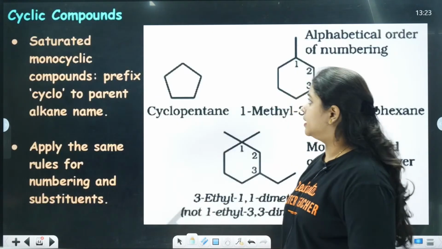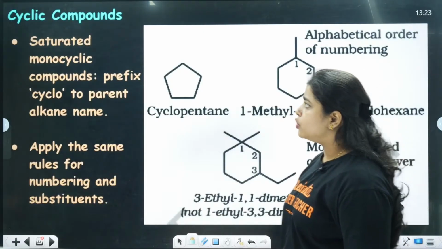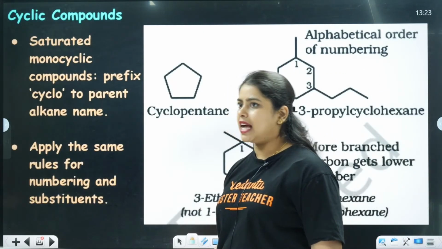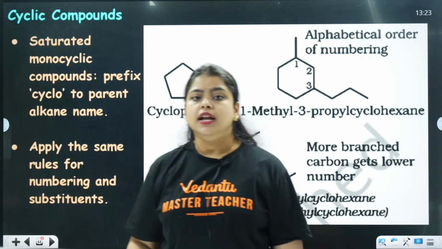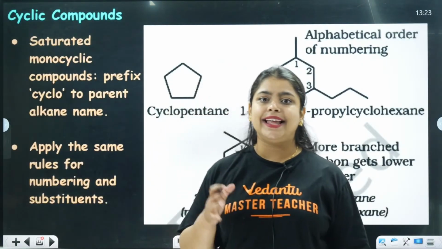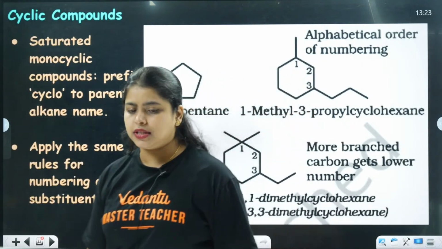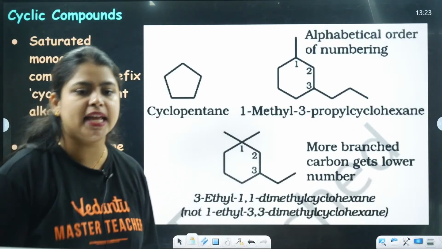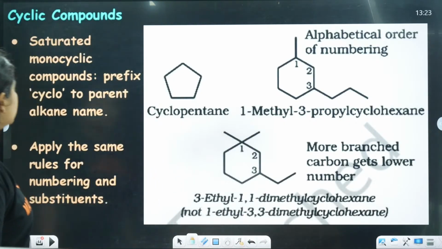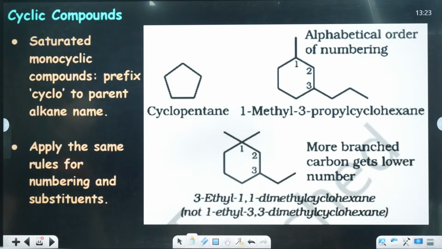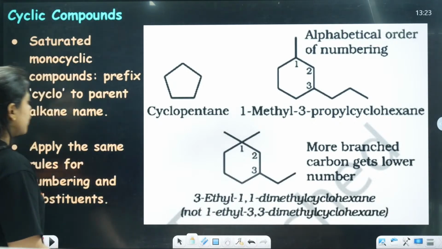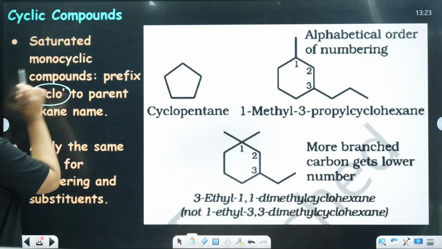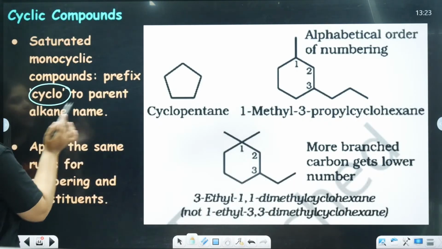Clear? Next, cyclic compounds. Now you know the meaning of saturated and unsaturated. Now we are going to learn about cyclic compounds. Once we are done with cyclic compounds, I'll give you 10 minutes break. Saturated monocyclic compounds have a prefix that is always in the form of cyclo to the parent alkane name.